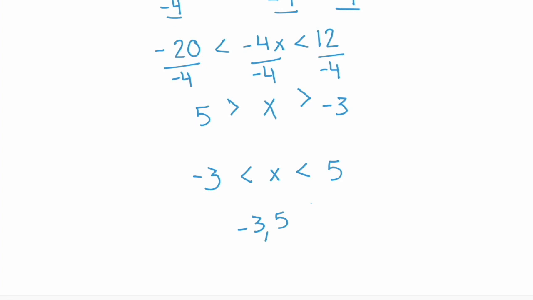And now we ask ourselves, are we using parentheses or brackets or a combination? Well, we have just less than signs, so they're parentheses. Remember, you only use brackets when you have an equal.